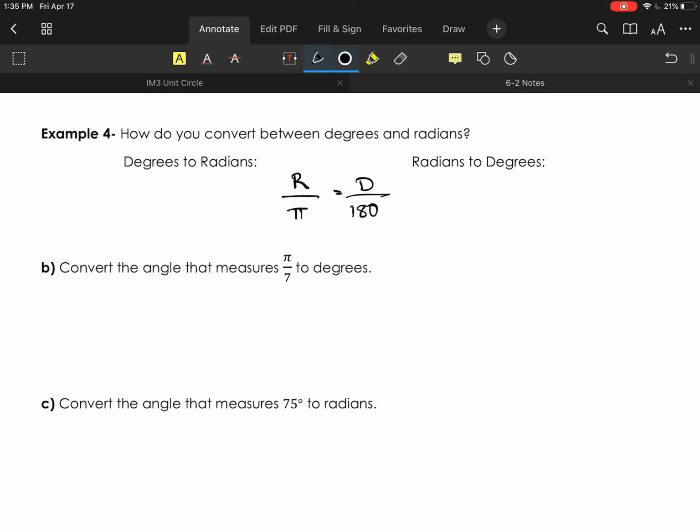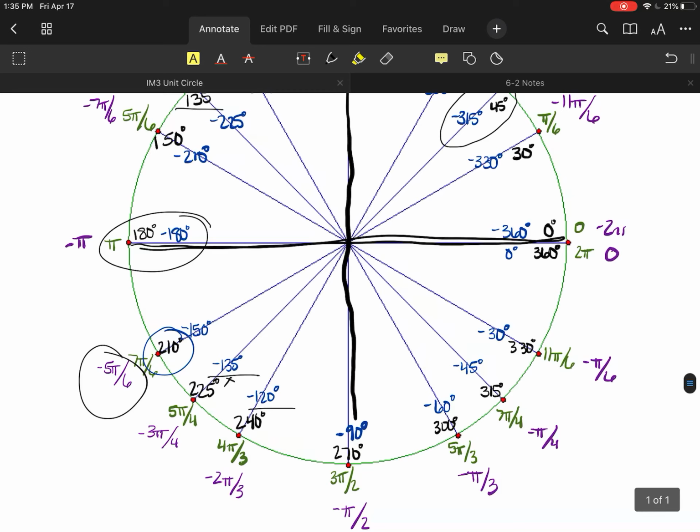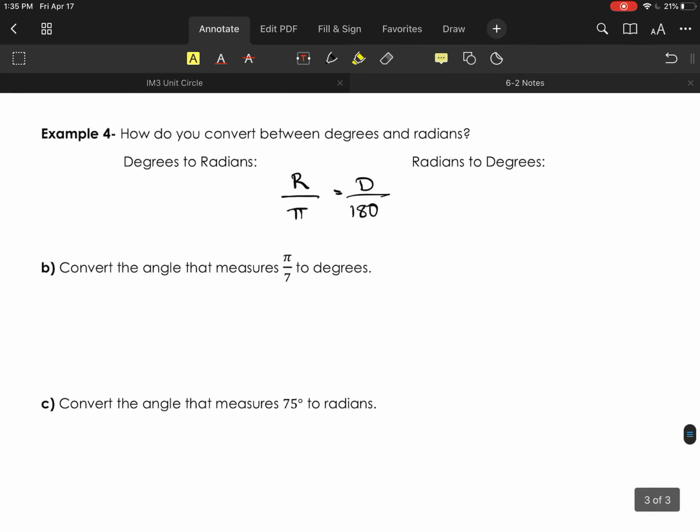Okay? This is a proportion. Your radians over pi equals degrees over 180. You are comparing pi to 180 degrees. If you look at your unit circle, you will notice right here, pi and 180 degrees are the same thing. That's why they're being compared. Then as you would suspect, r means radian and d means degree.